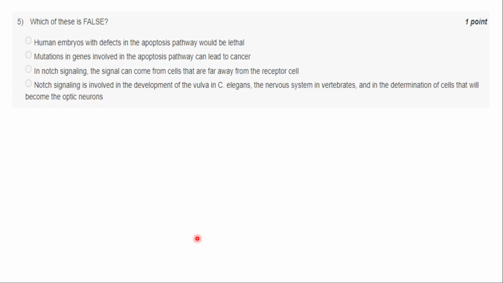Which of these is false is the fifth question that we are going to solve. Human embryos with defects in apoptosis pathway would be lethal. Mutations in genes involved in the apoptosis pathway can lead to cancer. In notch signaling, the signal can come from cells that are far away from the receptor cell. And the fourth statement, notch signaling is involved in the development of vulva in C. elegans, nervous system in vertebrates, and determination of cells that will become the optic neurons.